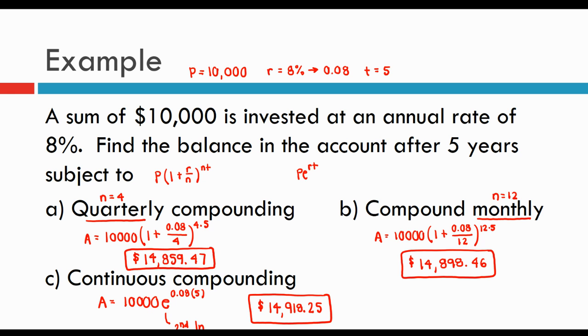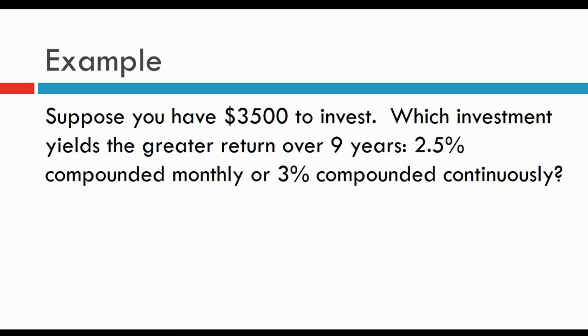Okay, let's take a look at another example. Okay, so it says, suppose you have $3,500 to invest. It's asking which investment yields the greater return over 9 years, 2.5% compounded monthly or 3% compounded continuously. So that means that we have two different situations that we're going to have to do both of them for, and then we're going to compare. But it says we have $3,500 to invest, so that is going to represent our P value. We're talking about a 9-year investment, so that's representing T.